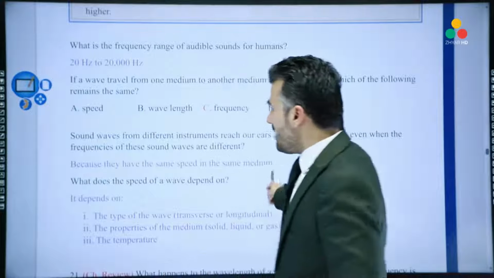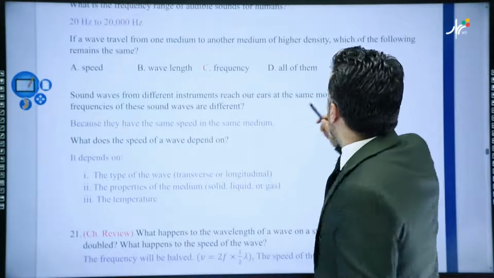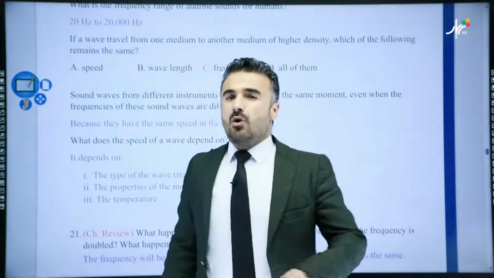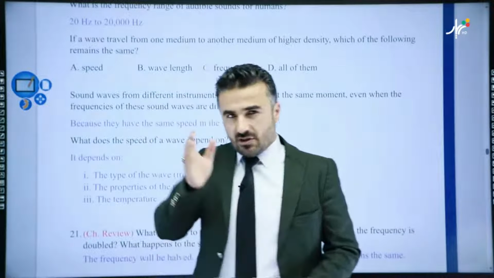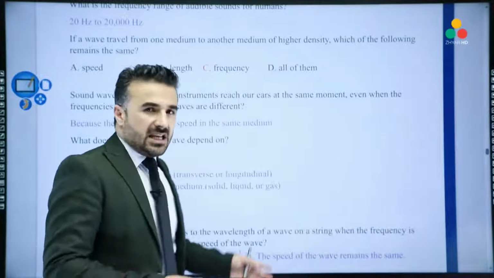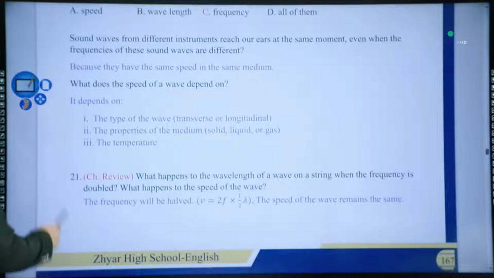Of course I'll explain this more in a bit, but for now, which of the following remains the same? Whenever it says which one remains the same, your first thinking has to be frequency, because frequency can never change by changing the medium or the property of the medium.